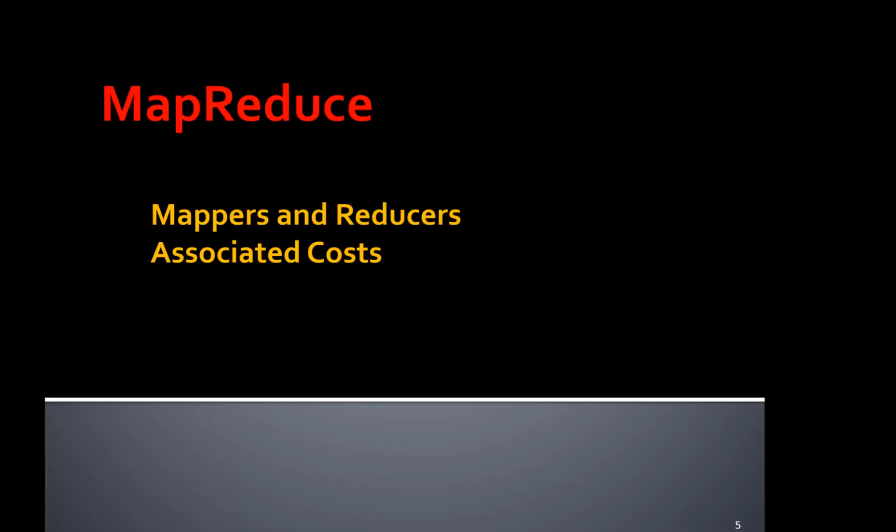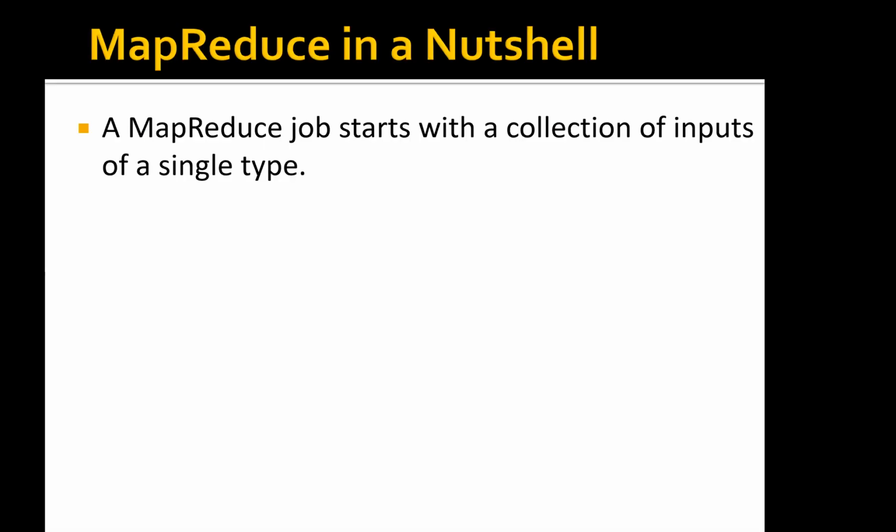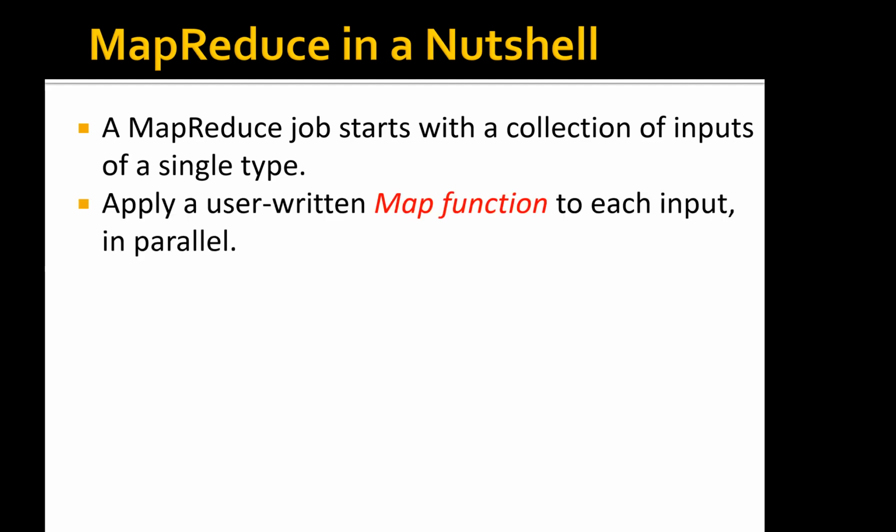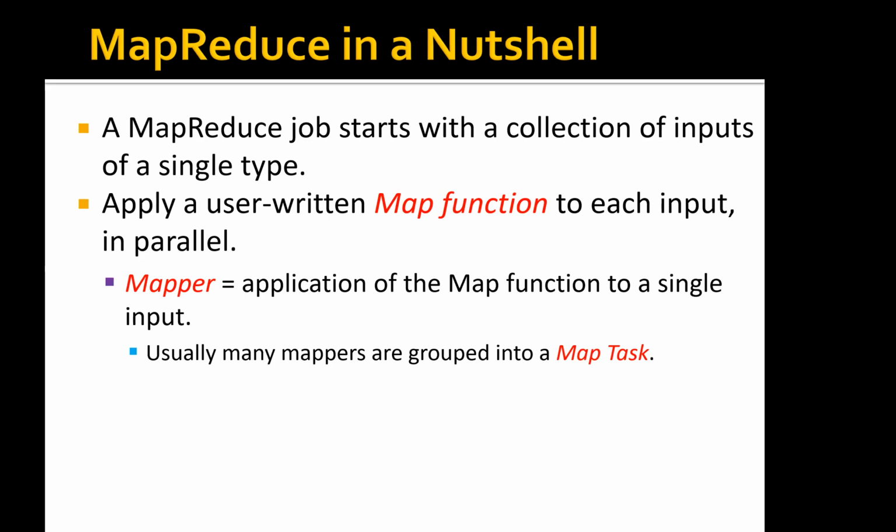Okay, so here's what MapReduce is all about. You start with a collection of inputs that have a single type, although in many interesting cases, that type is a union type of really disparate objects. Then the programmer writes a map function, and this map function is applied to every input using whatever parallelism, if any, is available in the system. Now, I want to use the term mapper to mean the application of the map function to a single input. In practice, you have many mappers, that is, the map function applied to often thousands or millions of inputs at once. They're grouped into a map task, and the map task is sort of the unit of parallelism, but that turns out not to be all that important in this theory.